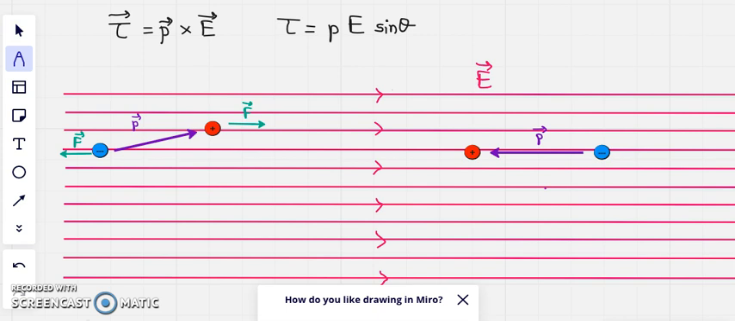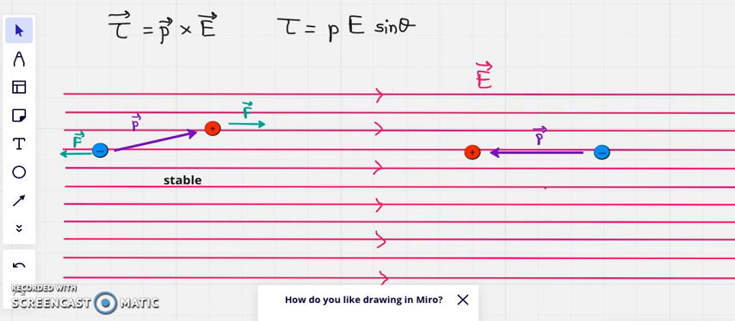So we have rotated our dipole in the counterclockwise direction, and immediately there was a net torque in the opposite direction, clockwise direction. So our dipole is going to rotate back to its original orientation. So this one is a stable orientation.